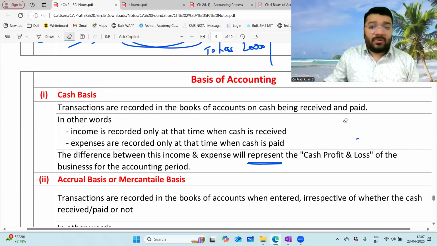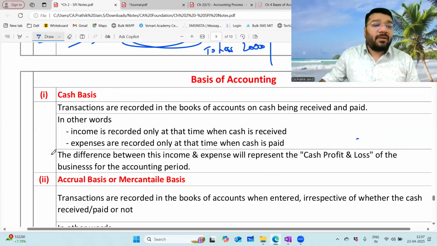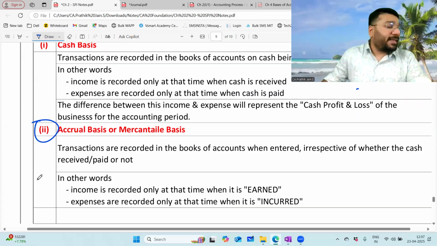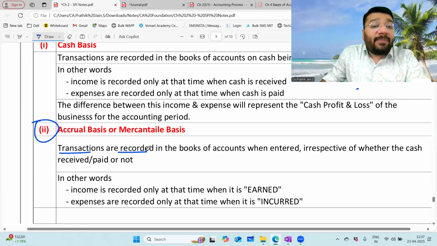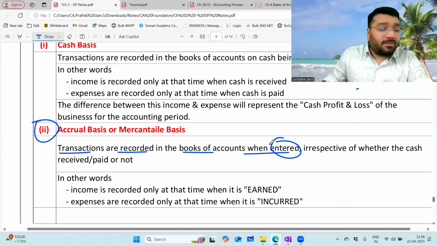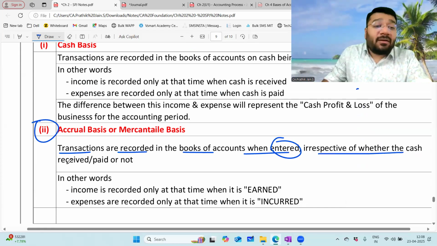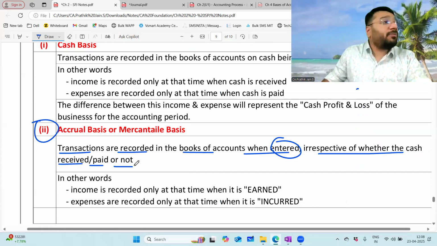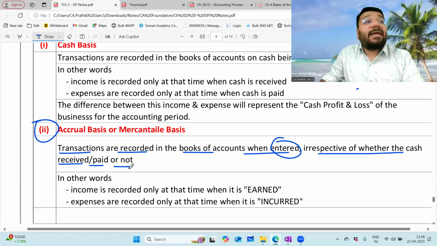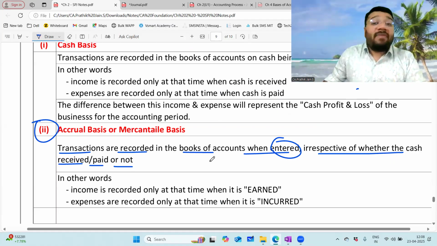Now, let's discuss the accrual basis of accounting. Under this concept, transactions are to be recorded in the books of accounts when they are entered, irrespective of whether the cash is received or not, irrespective of whether the cash is paid or not. Record when it is entered.